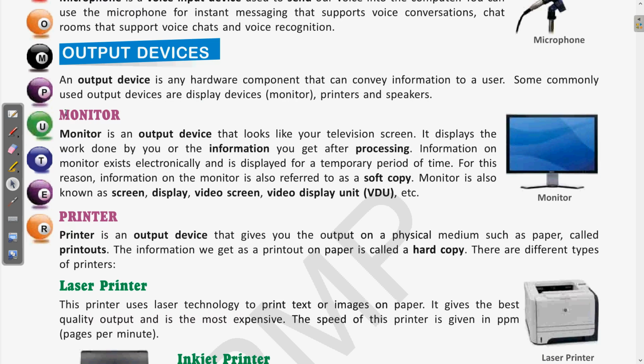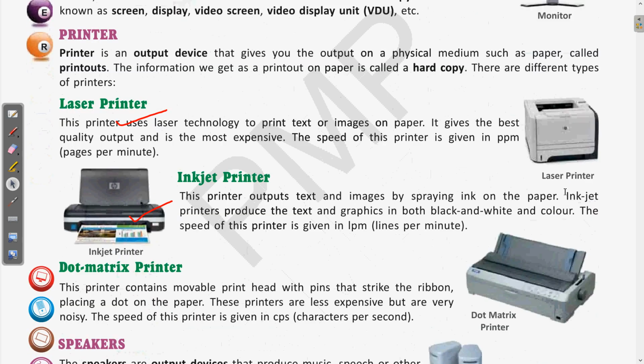In the output devices we have seen various devices like monitor, printer, and then the different types of printers, that are laser, inkjet and dot matrix. So these are all examples of output devices. Why are they all output devices? Because all the things which are processed as the output are provided to us using these types of devices. So these are the output devices.